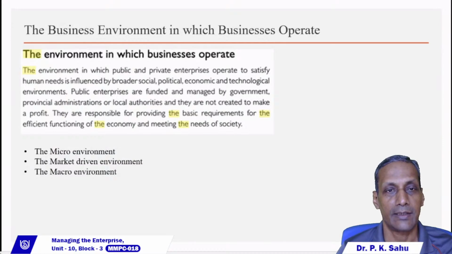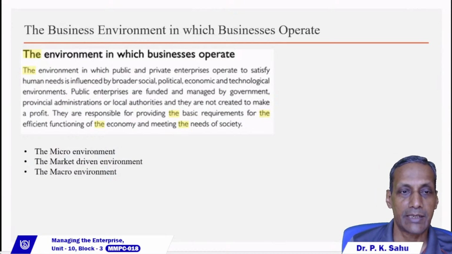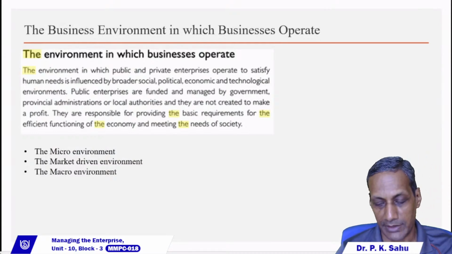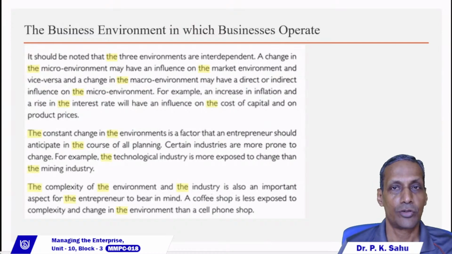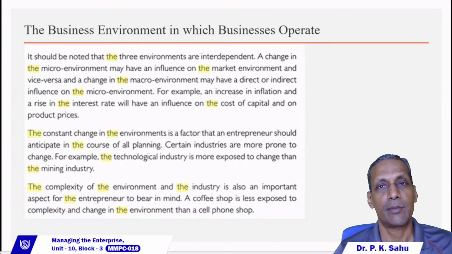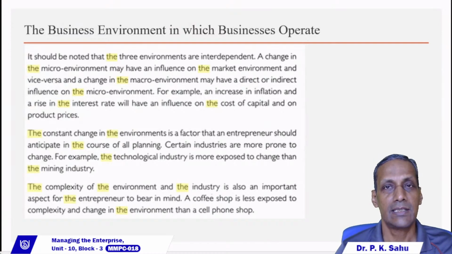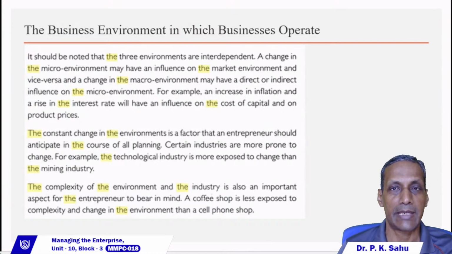needs of society. The business environment can be the micro environment, the market-oriented or market-driven environment, or the macro environment. So it should be noted that the three environments are interdependent. A change in the microenvironment may have an influence on the market environment and vice versa, and a change in the macro environment may have a direct or indirect influence on the micro environment.